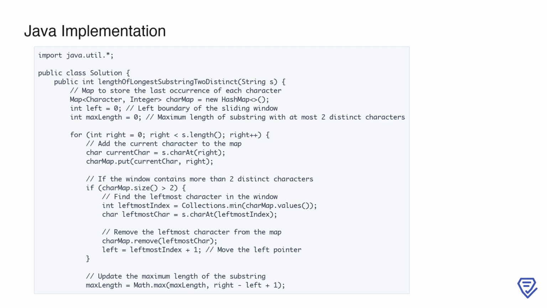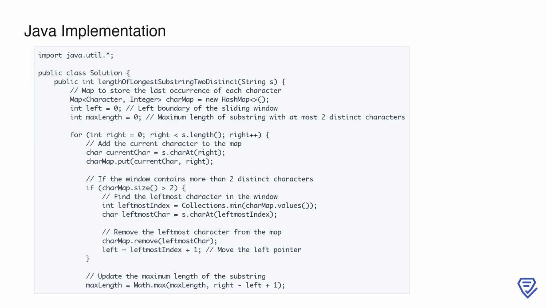We initialize the left pointer to 0, which will represent the start of our window, and max length to 0, which will store the maximum length of the valid substring encountered so far. Now, we iterate through the string using the right pointer, which represents the end of the window. For each character, we add it to the char map and update its position to the current index.